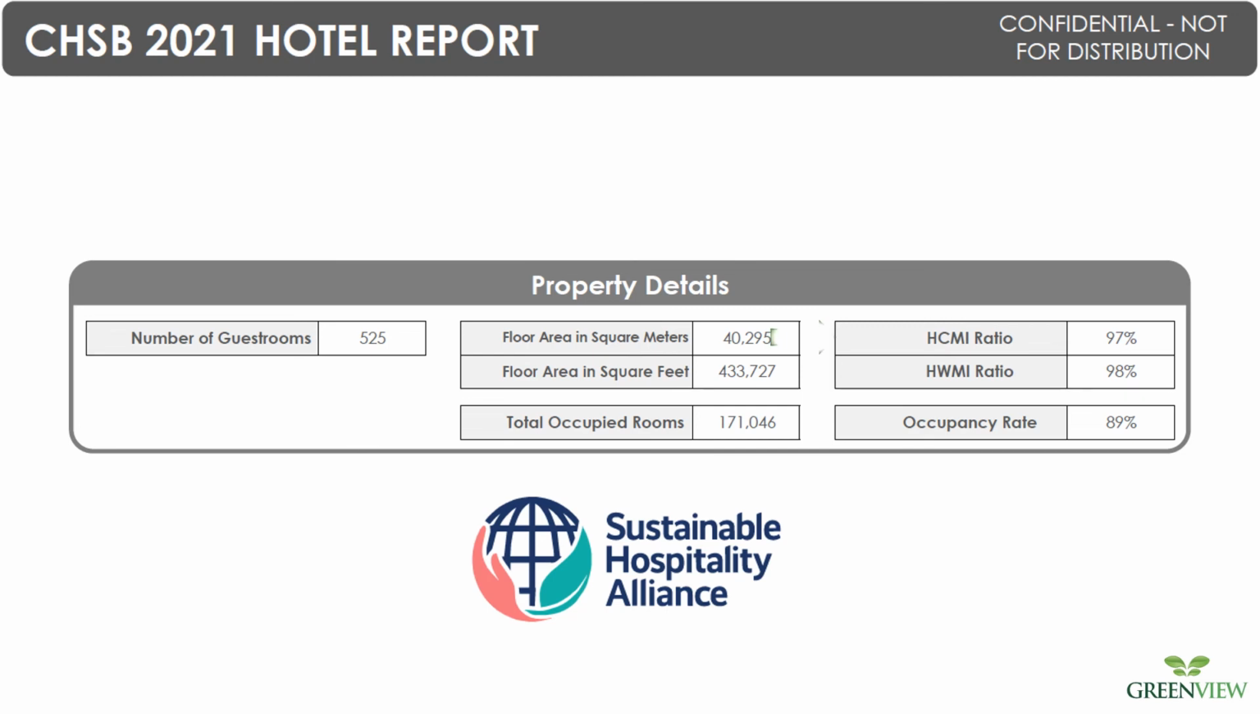In this case, 97% of the floor area is allocated to rooms carbon footprint, leaving 3% for meetings carbon footprint and 98% for rooms water footprint, leaving 2% for meetings water footprint. More information about this is available in the guidance document as well as through the Sustainable Hospitality Alliance.